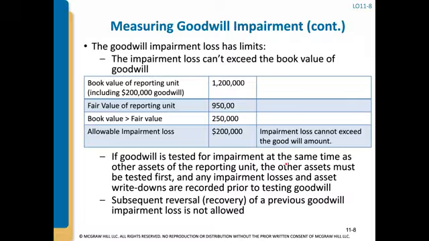And also note that once an impairment loss is recorded, it can never be reversed. So that's just something to keep in mind before any sort of goodwill impairment is recorded.